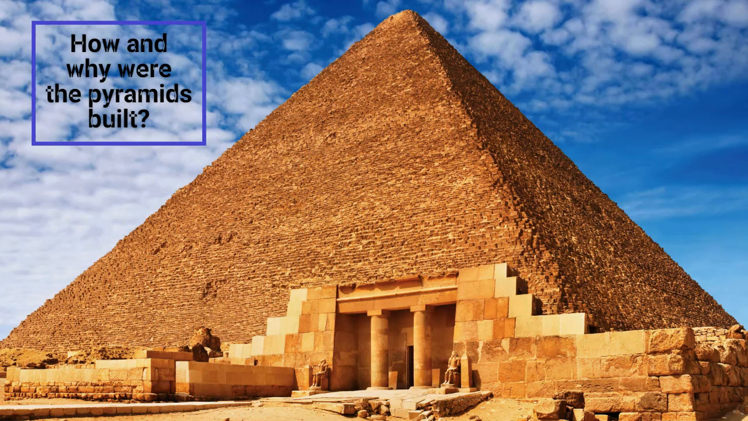How and why were the pyramids built? The pyramids are among the most iconic structures of Egyptian civilization. These huge structures were built in the period from the 26th century BC to the 17th century BC. Pyramids represent the tombs of the pharaohs and reflect the Egyptians' beliefs in death and the afterlife.